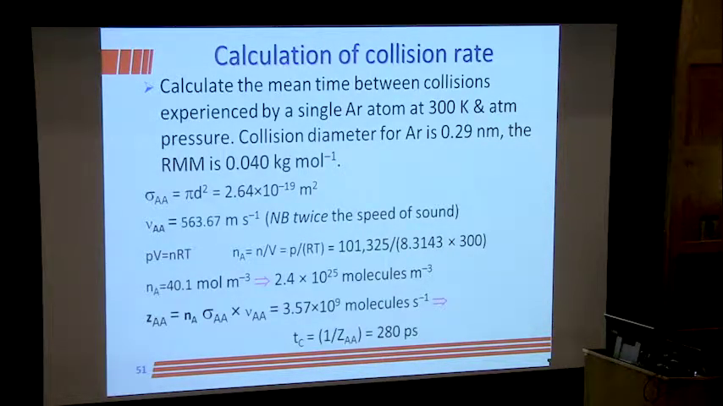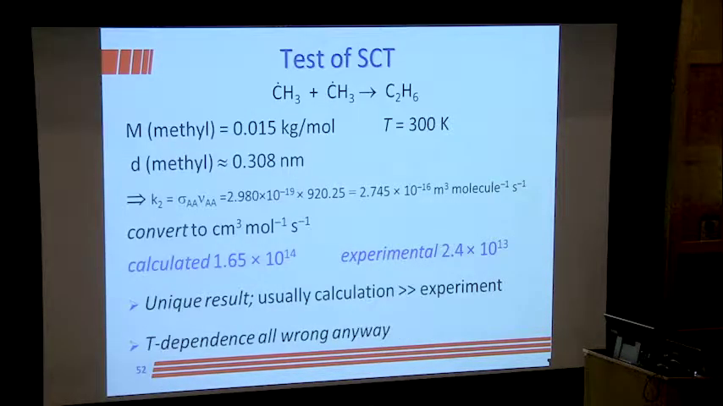Okay, so we have ZAA equal to the number of moles of A times sigma AA times nu AA. Okay, and that comes out to be 3.57 times 10 to the 9 molecules per second. So the mean time per collision is 1 over that, and that comes out to be 280 picoseconds. Okay, so the mean time between collisions at 300 Kelvin is actually a very short time. Okay, 280 picoseconds.